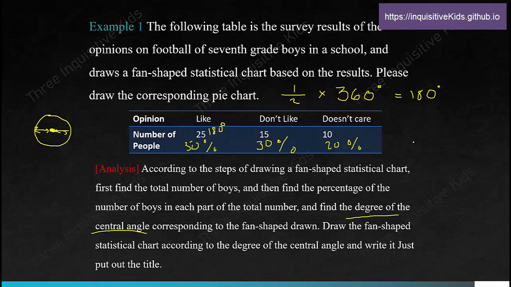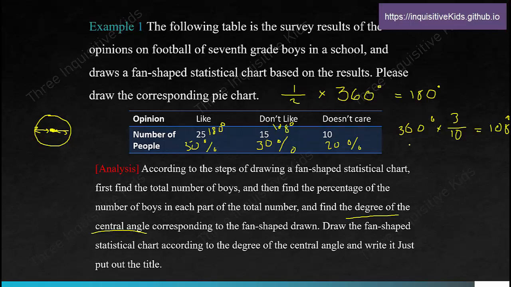For don't like, we do 360 degrees times 3/10. If we do that, 3/10 times 360 is equal to 108. So therefore, for don't like, it would be equal to 108 degrees.